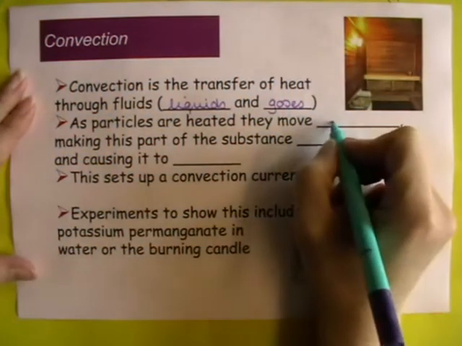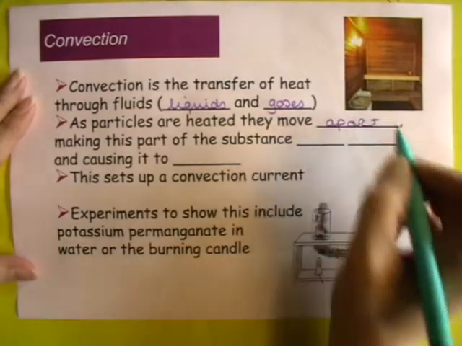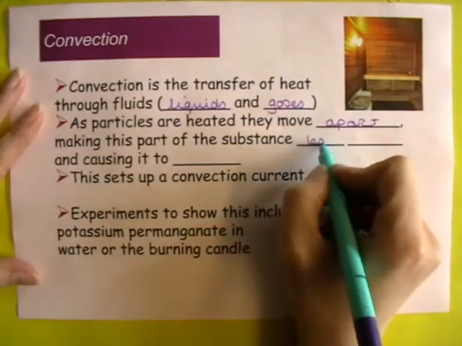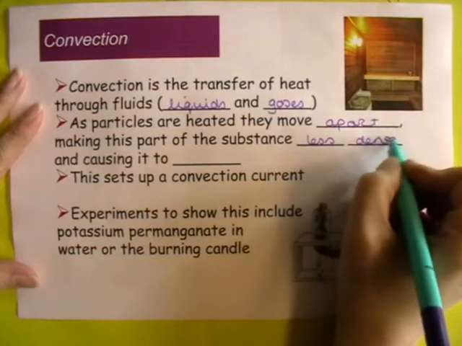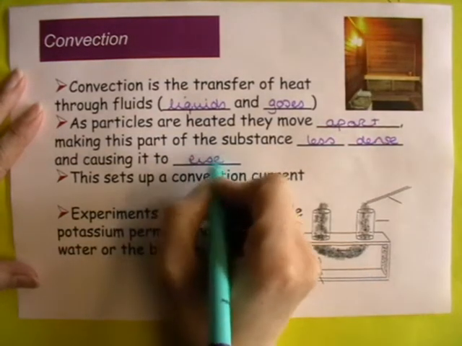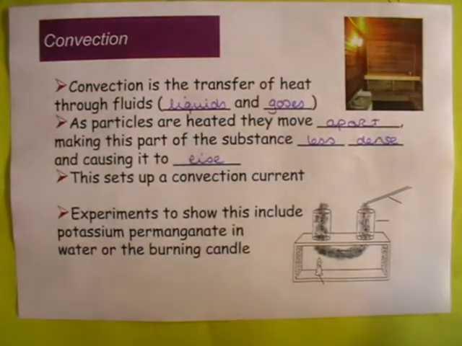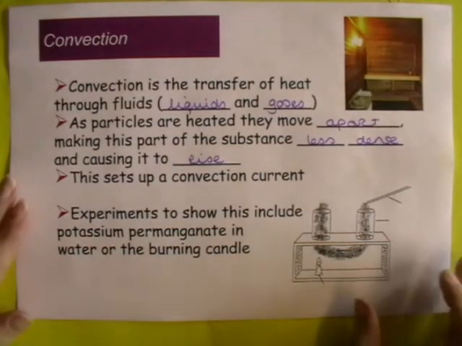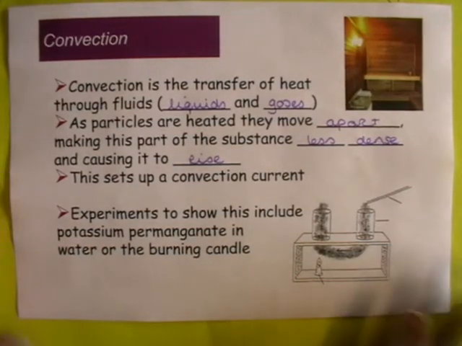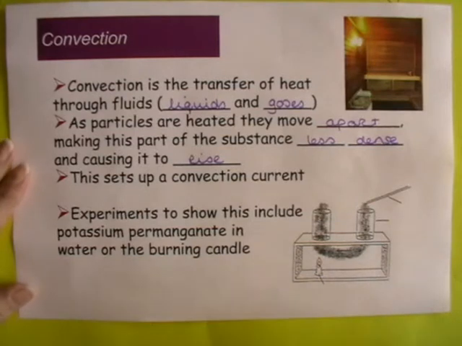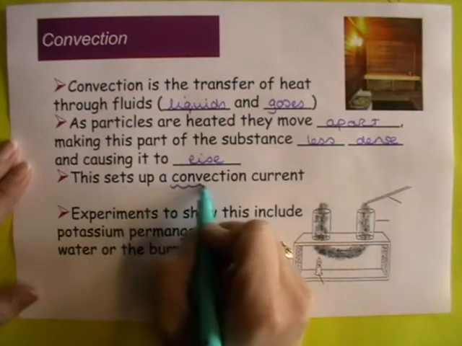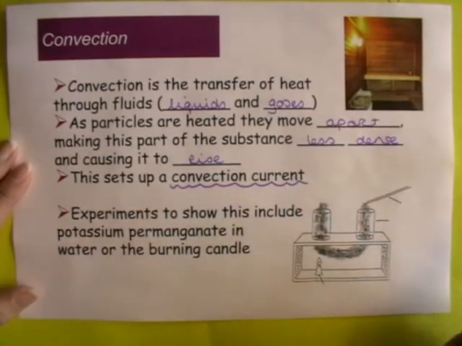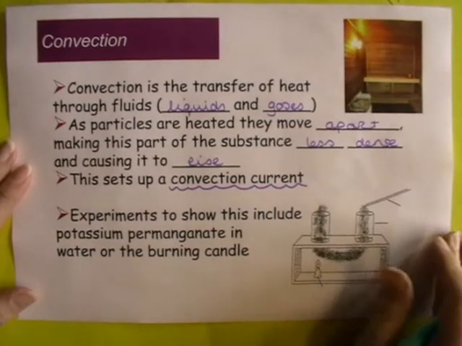They move apart, making this part of the substance less dense and causing it to rise. So whenever we heat the particles, they tend to move apart from each other, and this makes the part of the substance less dense, which causes it to rise. This sets up what we call a convection current, and convection current is a term that's used a lot in the exam papers.